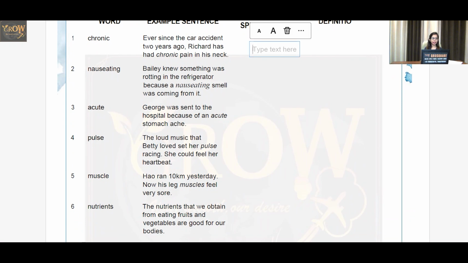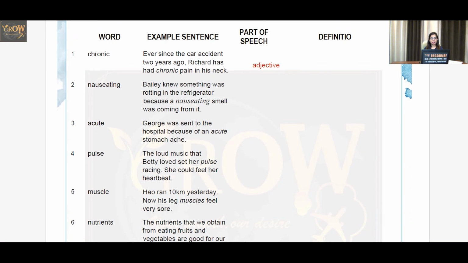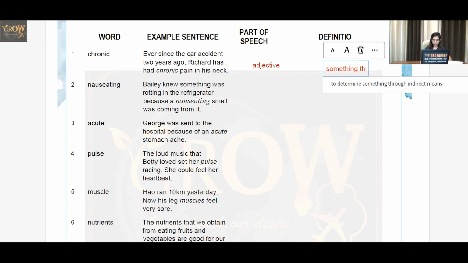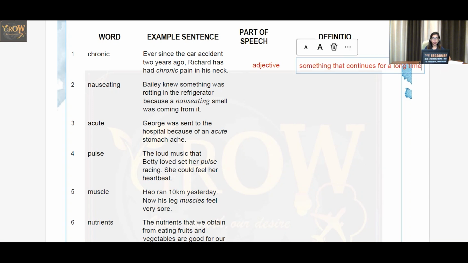Now, what is chronic? It is basically an adjective, okay, because it is telling you the speciality of something. Now, let's discuss the definition. If we discuss the meaning of chronic, chronic means something that continues for a long time, right? So this is what chronic is. Chronic means something that continues for a long time.